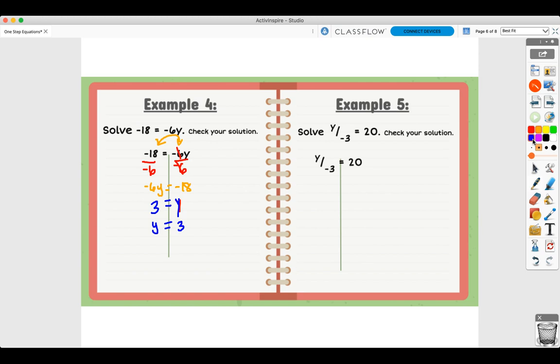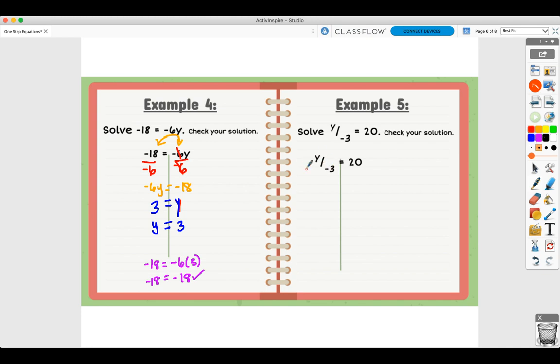And let's check our answer. So negative 18 is equal to negative 6 times 3. Negative 6 times 3 is negative 18, because 6 times 3 is 18. Negative times a positive is negative. And we have the right answer.